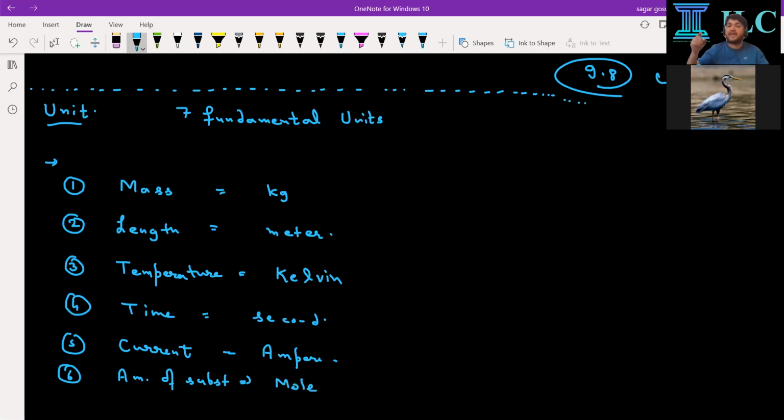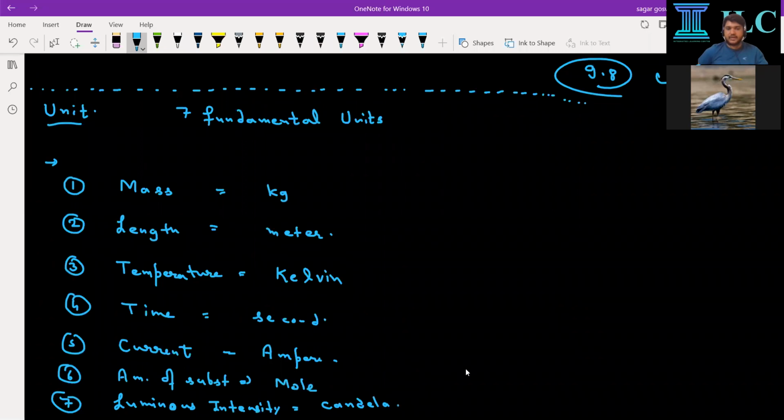Like 5 moles of sodium, 10 moles of lithium. And the last one is luminous intensity, like light falling on my face, light falling on your face. That is luminous intensity, and its unit is Candela.